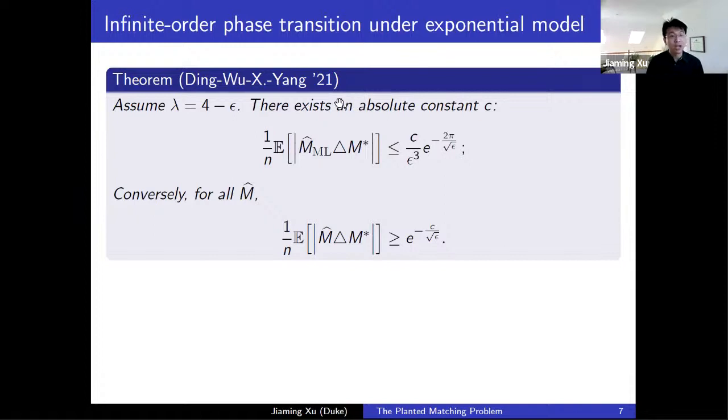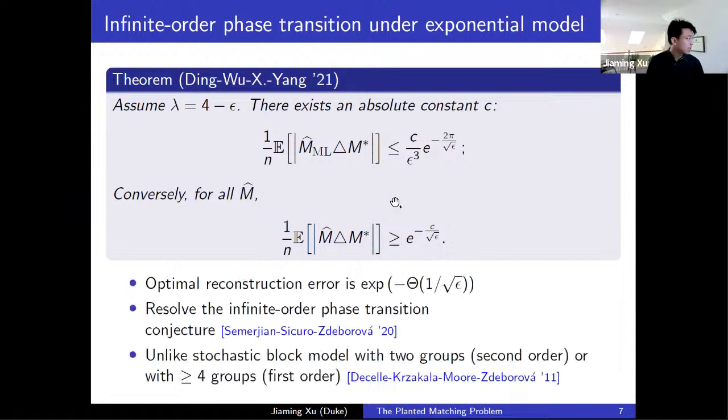If you look at the exponential model, remember lambda equals 4 is the threshold. If you go slightly below the threshold, lambda equals 4 minus epsilon, where epsilon is a small constant, then we can show that the reconstruction error for the maximum likelihood estimator is roughly exponential to the power of minus 2 pi over square root of epsilon. On the other hand, we can also show that for any estimator, the reconstruction error is lower bounded by exponential minus some constant divided by square root of epsilon. So these two results together show that the optimal reconstruction error under this exponential model is exponential with rate minus 1 over square root of epsilon, up to some constant factor.